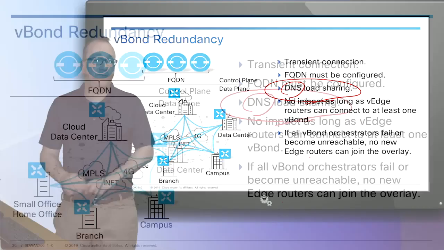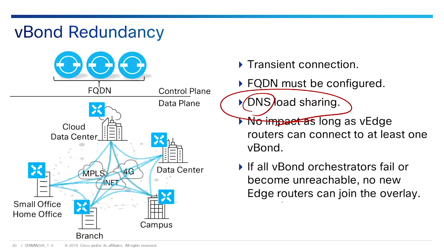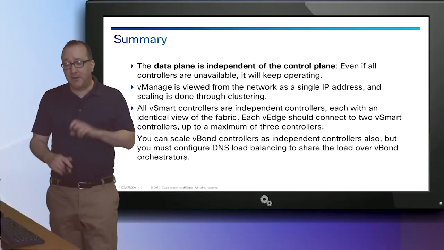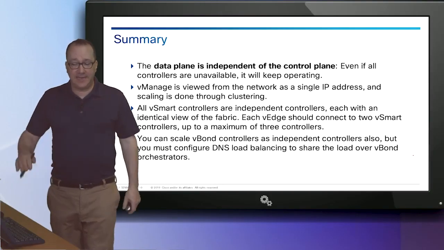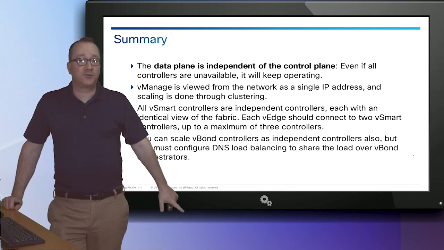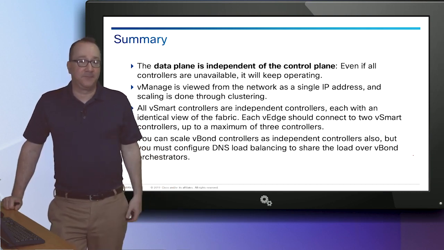So just so you're aware, if all the vBonds are down, no new vEdges can join the overlay. Okay? And if you reboot a vEdge, it's probably not coming back. So vBond is just as important for redundancy as the other devices. Just remember, I want to keep hammering this in. The data plane is going to be completely independent of the control plane. Even if all the controllers are unavailable, it's going to keep operating.